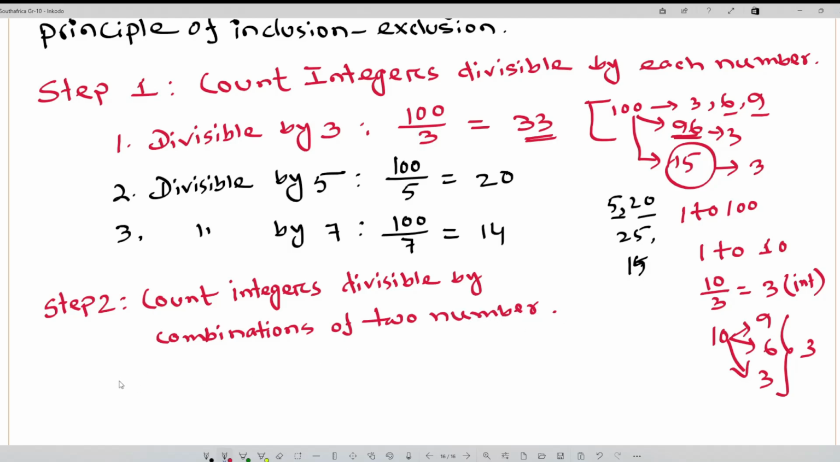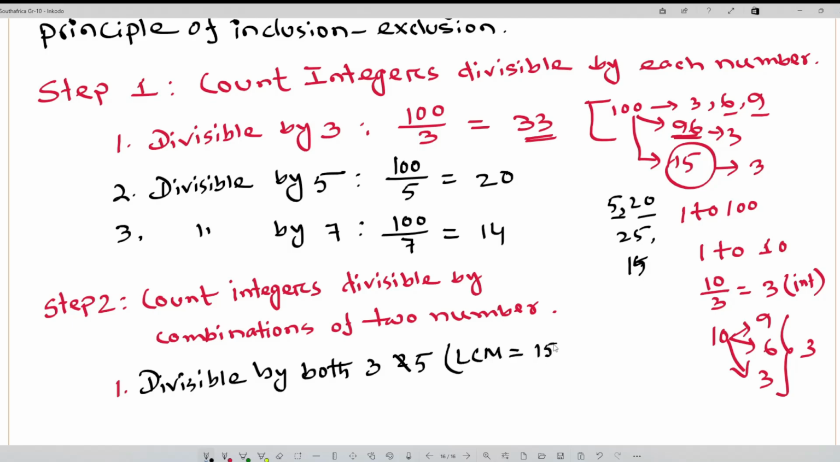So this one is first, divisible by both 3 and 5. So in this case we have to take the LCM. LCM is what? 15. So we have to find 100 divided by 15, and this is 6.